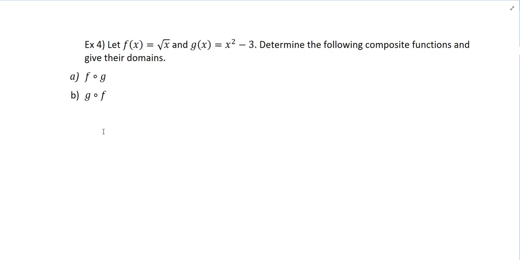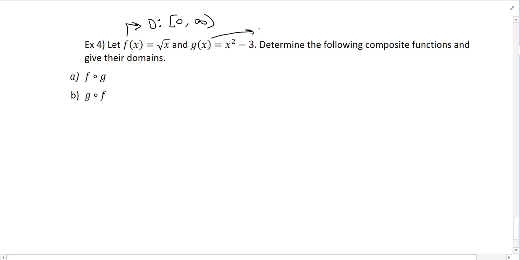One of the things that I would want you to first pay attention to is the domain of each of the functions individually. So the domain of f would be, notice that we have a square root, so the domain is 0 to infinity, right? You can't take the square root of a negative number. And g of x is a polynomial, so the domain of g is all real numbers.